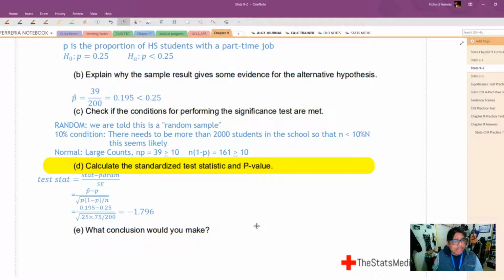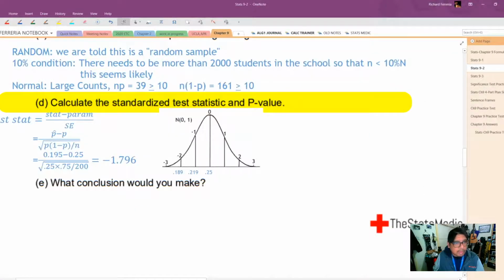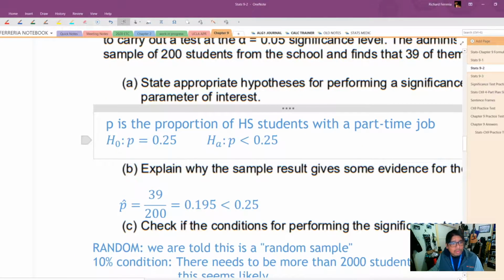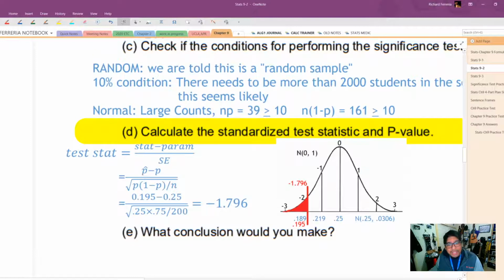It's always a good idea to draw a normal curve. So we'll get our normal curve. You can go ahead and shade in the region, and I think we need to do less than. Remember, our alternative hypothesis would be less than. So our shading is less than our red line. We have the test statistic, negative 1.796 up here, and down over here we have our p hat, 0.195.